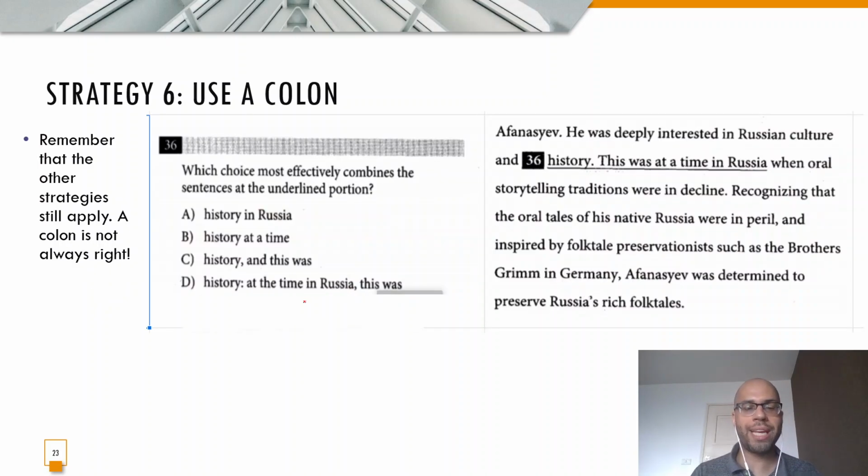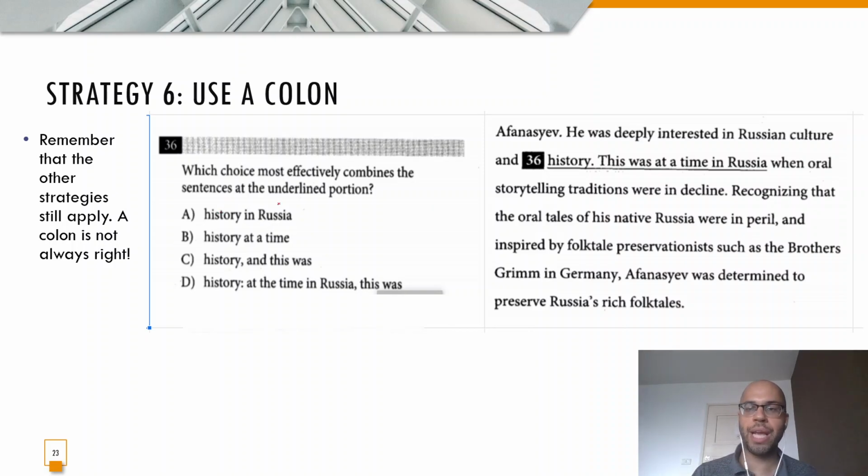Still, a colon isn't always going to work. You're still going to need to think about balancing out all the rules we've talked about, because in choice D, for instance, this is super wordy. Let's take a look at our options here. "He was deeply interested in Russian culture and history. This was at a time in Russia when oral storytelling traditions were in decline."